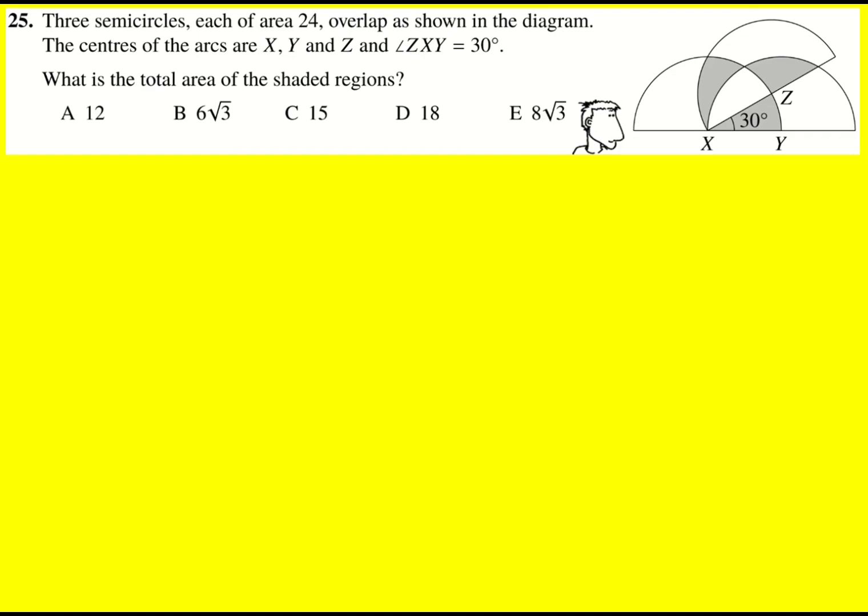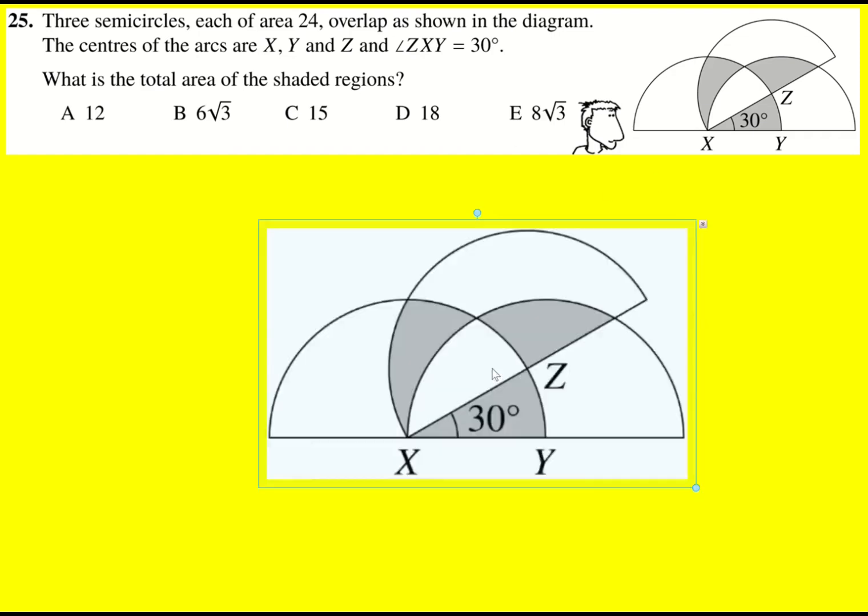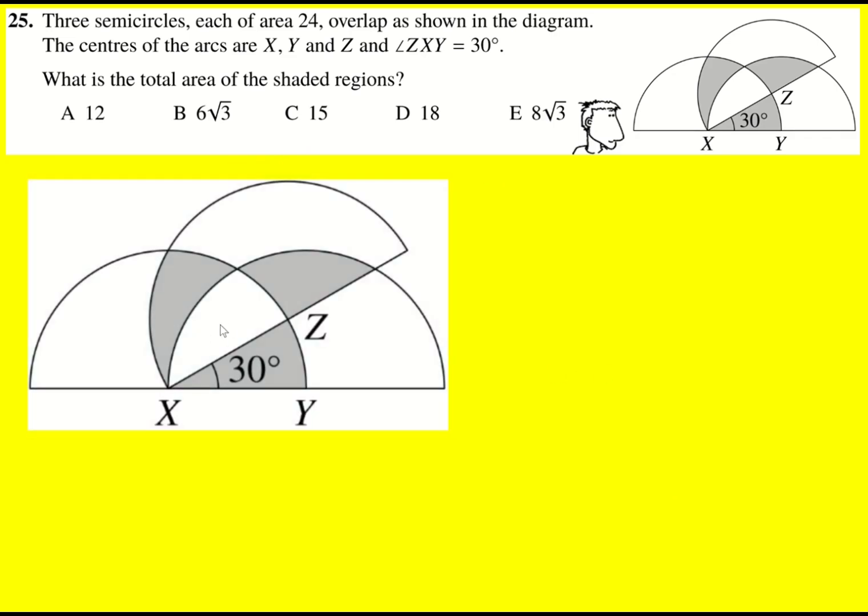I'll be honest, this question blew my mind. It's definitely a step up from the rest of them. We've got these three semicircles and we're trying to work out the shaded region. The key thing is that this is at an angle of 30 degrees.